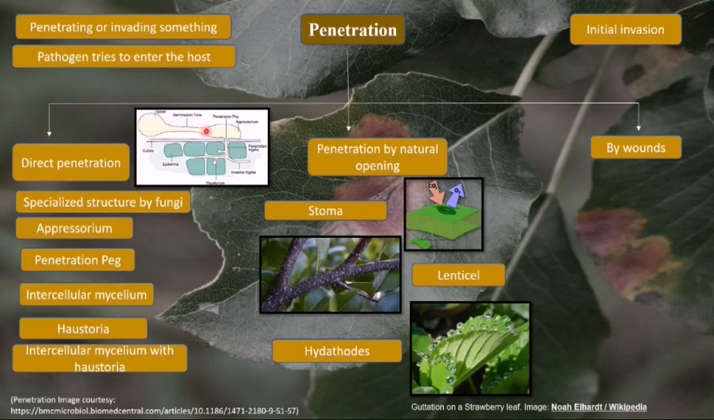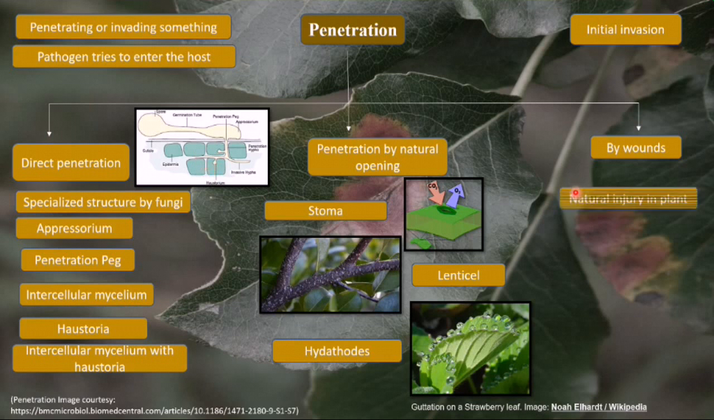So from the spore, a germ tube is formed that leads to the formation of a bulb-like appressorium. Under pressure it produces a penetration peg. This penetration peg further gives out intercellular mycelium, and this intercellular mycelium gives out haustoria, which absorb nutrients from the host, right? So this is direct penetration.